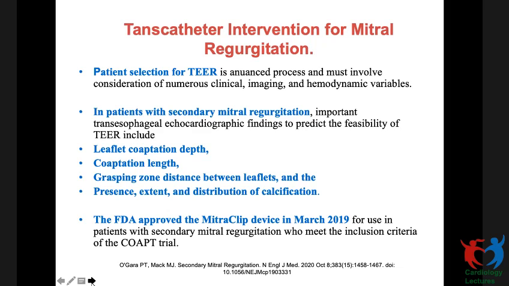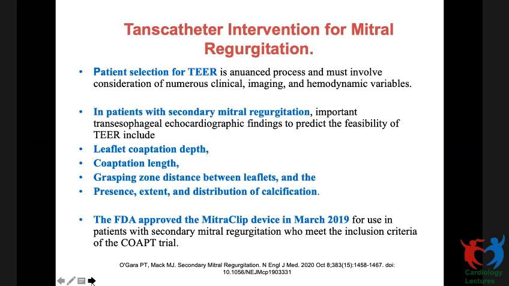In patients with secondary mitral regurgitation, important transesophageal echocardiography findings to predict feasibility of TEER include leaflet coaptation depth, coaptation length, grasping zone between leaflets, and the presence, extent, and distribution of calcification of the mitral valve. The FDA approved the MitraClip device in March 2019 for use in patients with secondary mitral regurgitation who met the inclusion criteria of the COAPT trial.